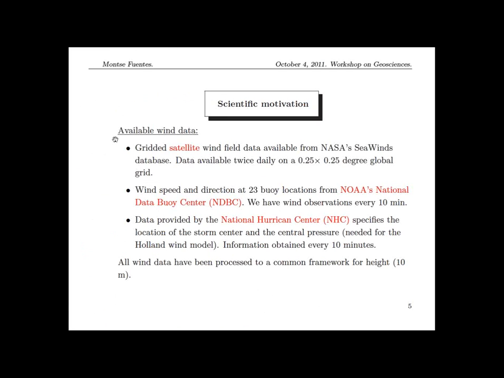But there are other sources of information about the hurricane wind fields that are not being used right now in the context of trying to improve the forcing field. We have satellite data, and we also have buoy data. And then we have the information from the National Hurricane Center that would give us the storm center and the central pressure that we need for the Holland wind model.